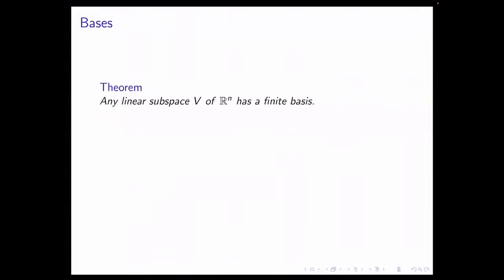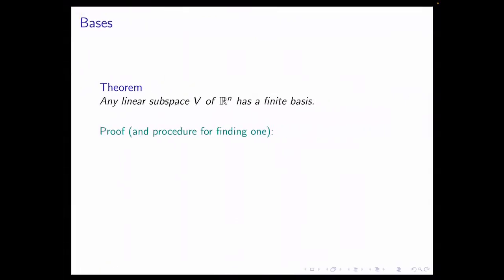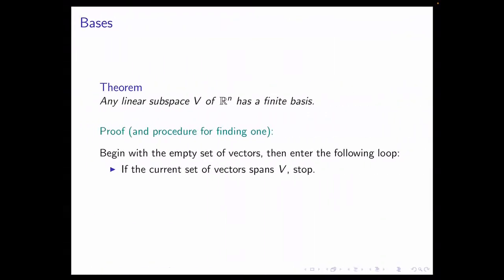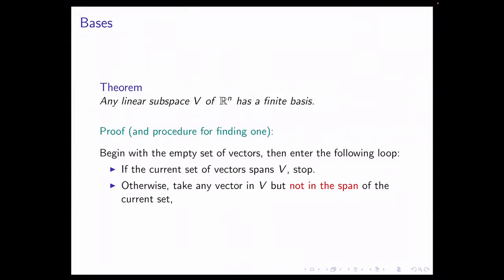Let's prove a theorem. Any linear subspace V of Rn has a finite basis. So it means it has finitely many vectors that form a basis. There's a constructive proof. Begin with the empty set of vectors, then enter the following loop. If the current set of vectors spans V, then stop. We are done. Otherwise, take any vector in V that is not in the span of the current set and add it to the set.